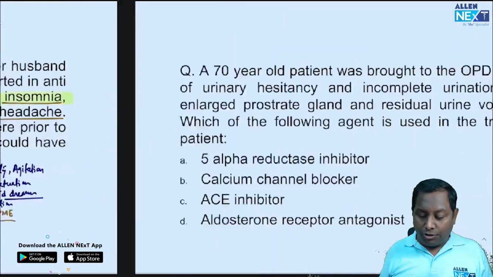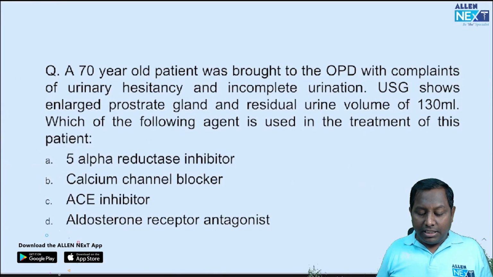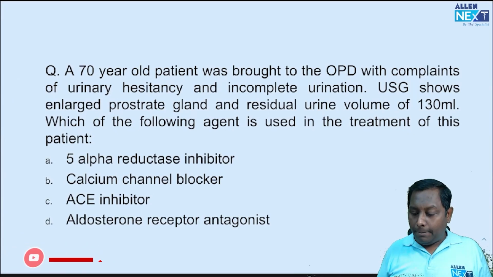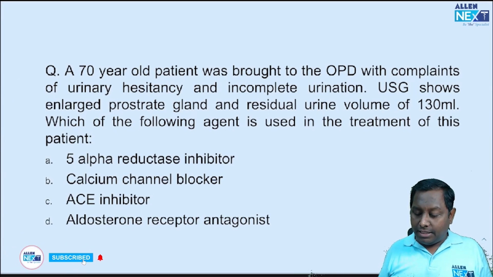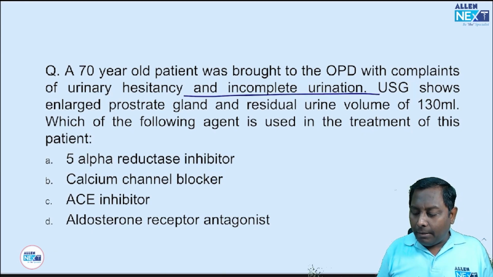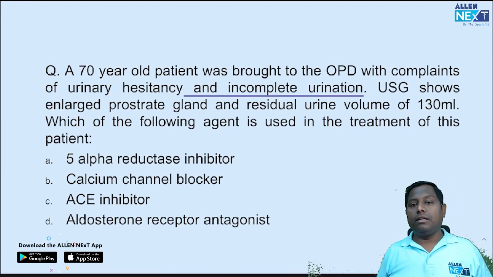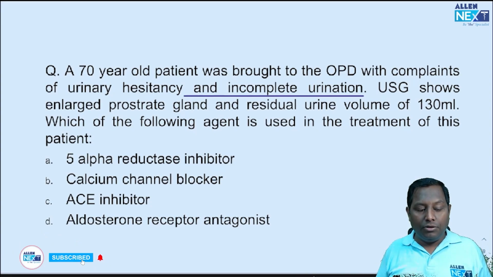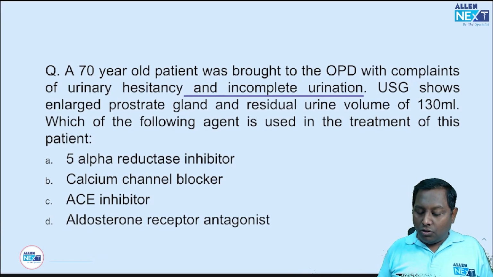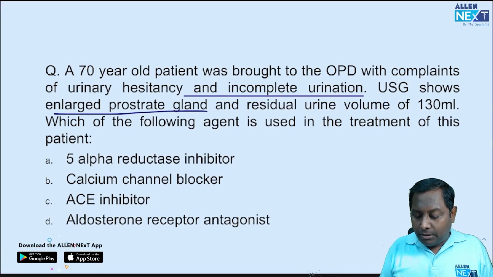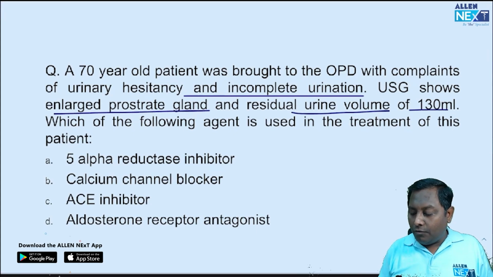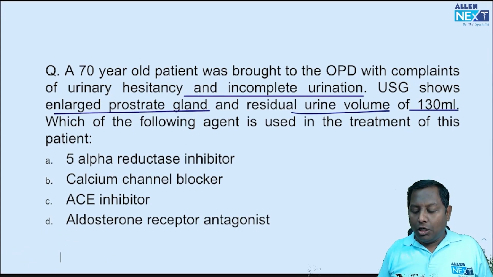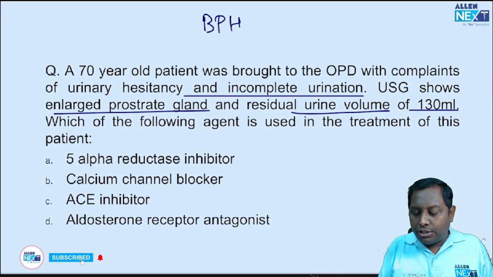Okay, now the next question. A 70-year-old patient was brought to the OPD with complaints of urinary hesitancy and incomplete urination. The patient is not satisfied, and he feels that the urge to urinate is still there after some time. USG also shows prostate enlargement and a residual urine volume of around 130 ml. So this is clearly a case of benign prostatic hypertrophy.